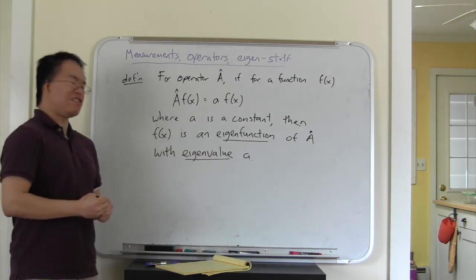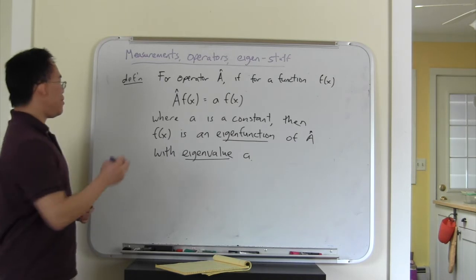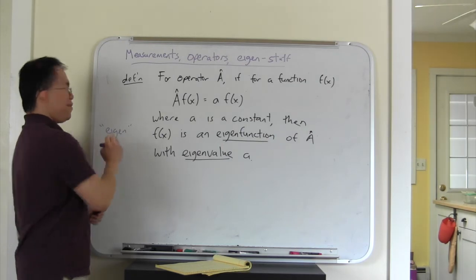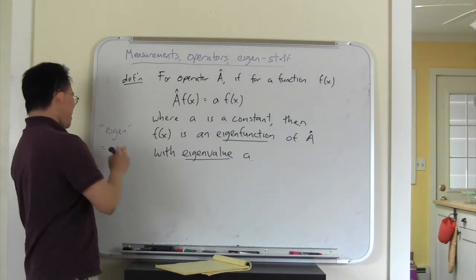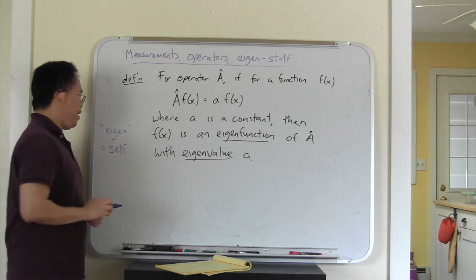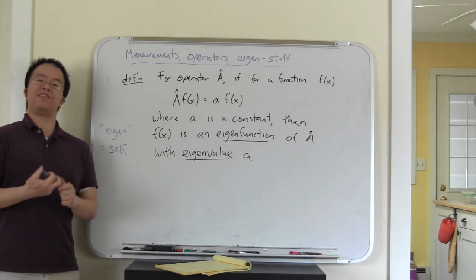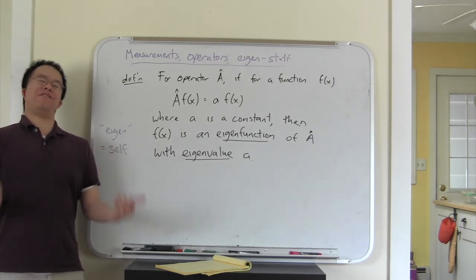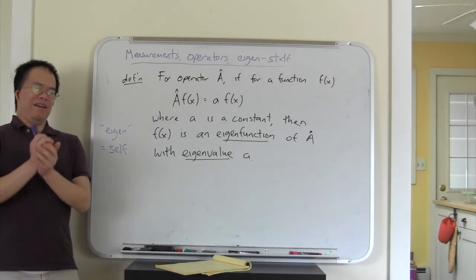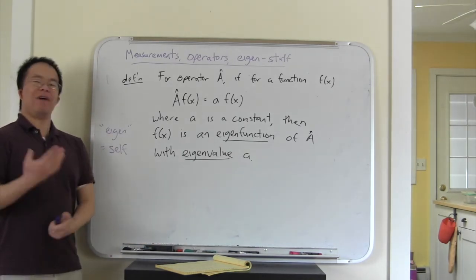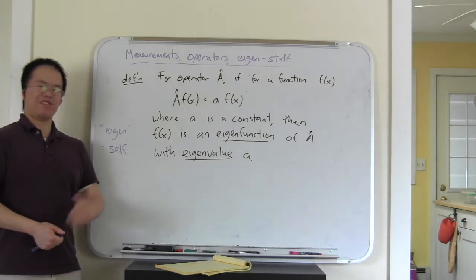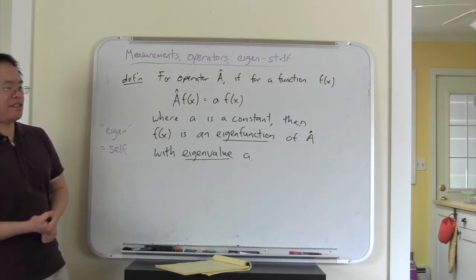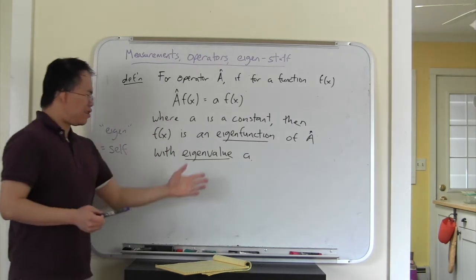Just if you're curious, eigen comes from the German, and it means self. And those of you who have taken linear algebra will probably have seen eigenvectors and eigenvalues before. Think of this as a generalization of eigenvectors. And if you haven't taken linear algebra, this is your first exposure, and it'll probably come up again in courses like math methods. So what's a good example of this?